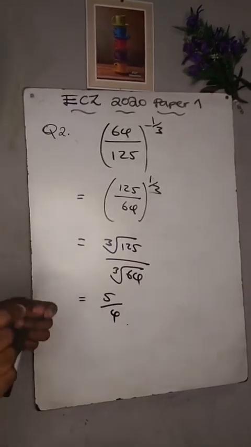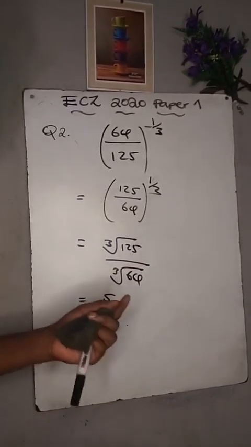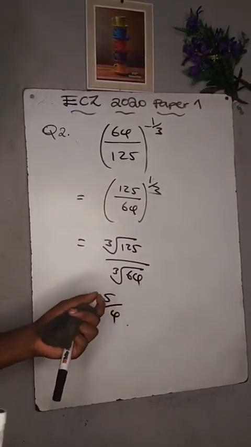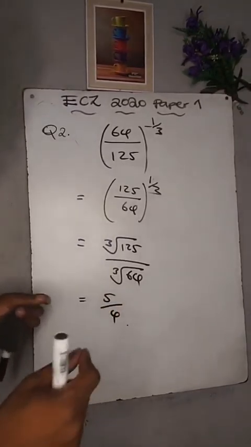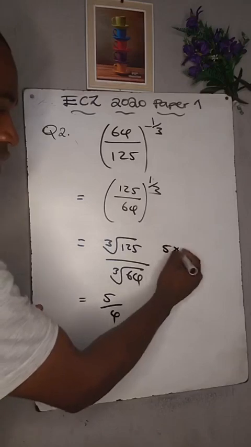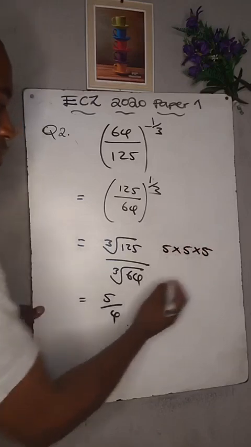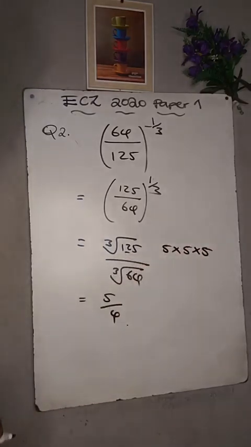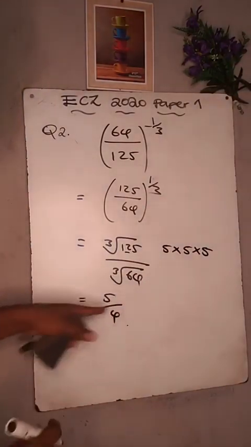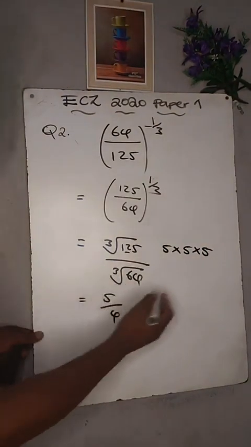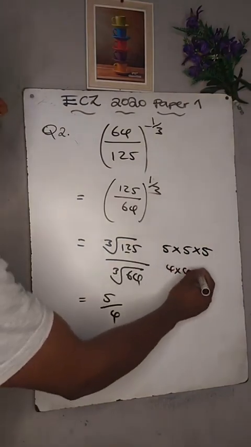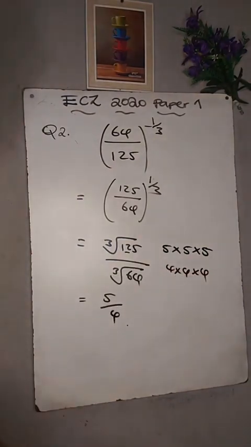So now, look at this. How do we find the cube root? We look for a number that if we multiply that same number 3 times, we should get 125. So 5 was the number we were looking for. The same thing happened to the cube root of 64, because 4 times 4 is 16, and 16 times 4 is 64.